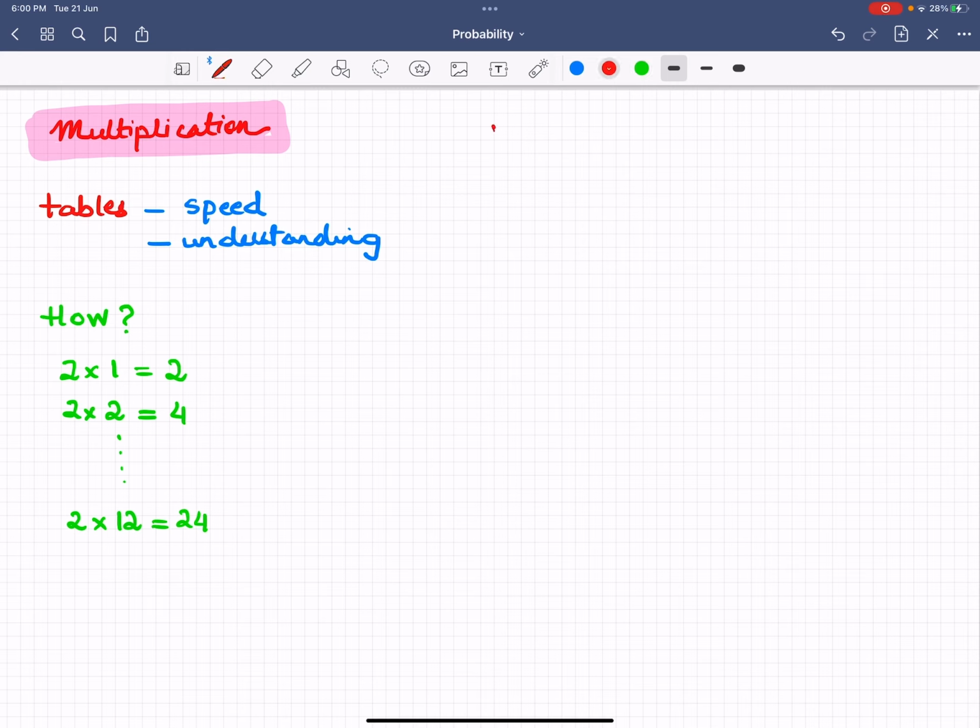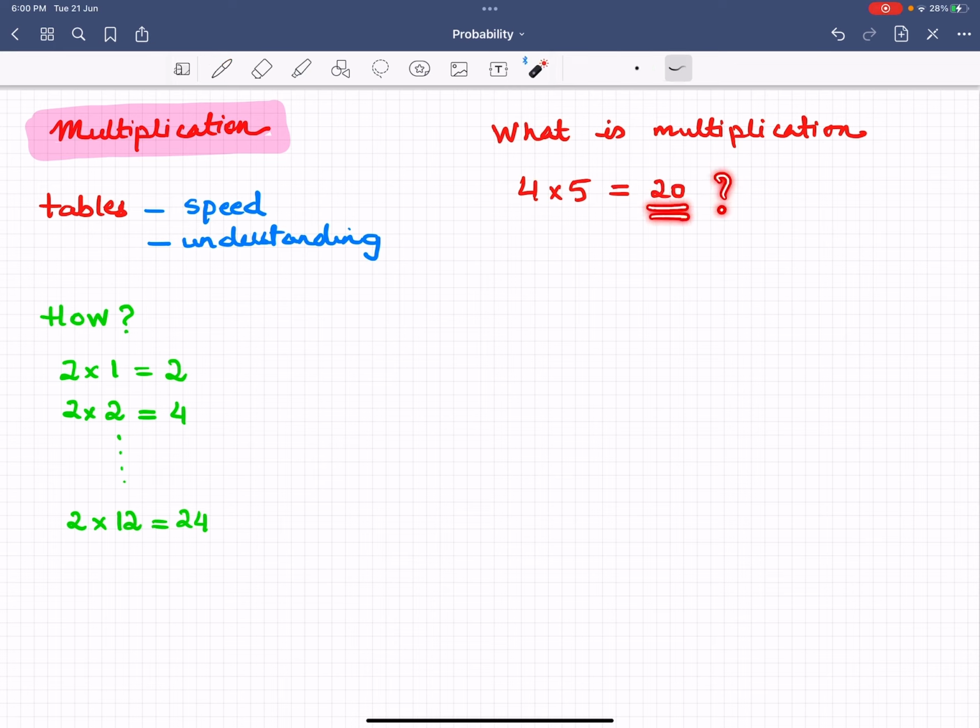So what is multiplication? When we learn our tables, for example, when I say that 4 times 5 is 20, how do I know that 4 times 5 is 20? From where does this answer come? It is because when we are multiplying 4 into 5, it's as if we are adding 4 repeatedly 5 times. So 4 added repeatedly 5 times gives us 20.